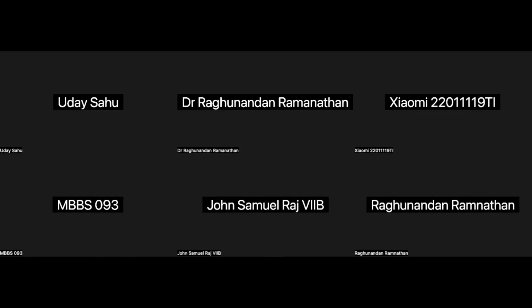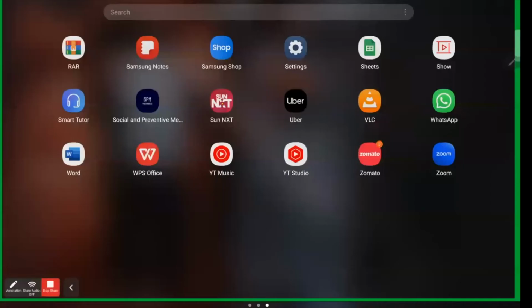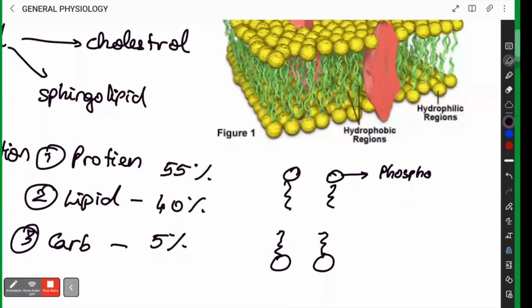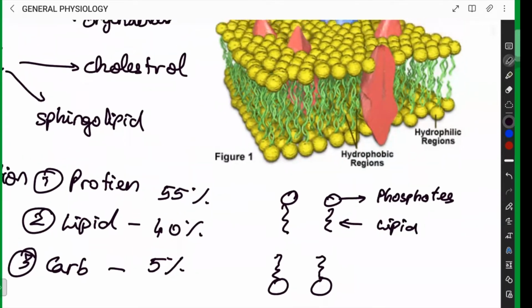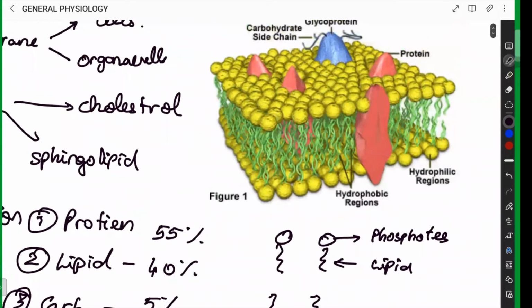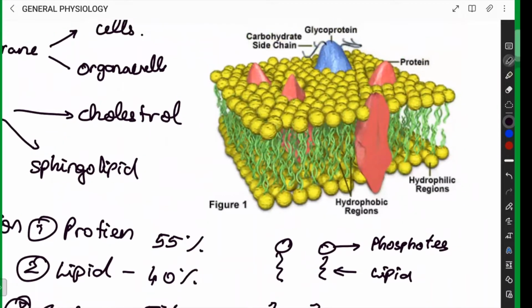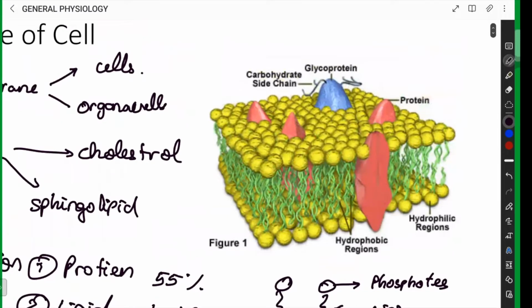Exactly. Why is it the inner aspect? Very simple concept. It is going to be present in the inner aspect because on the outer aspect there is going to be water, and lipid is hydrophobic. Therefore, your lipids will be in the inner aspect and phosphates will be in the outer aspect. So this is your phosphate and this is your lipid. As you can see, hydrophobic regions are inside and hydrophilic regions are outside. So there are two leaflets, the outer aspect and the inner aspect.